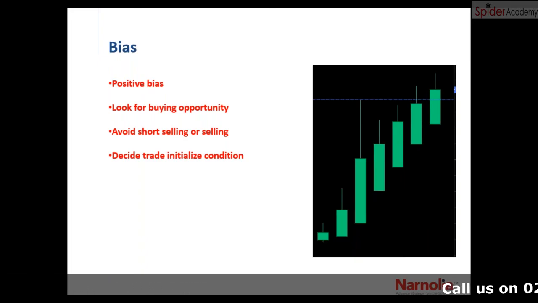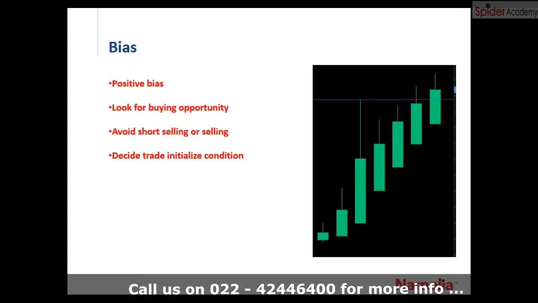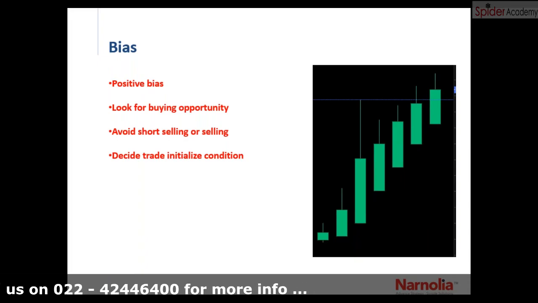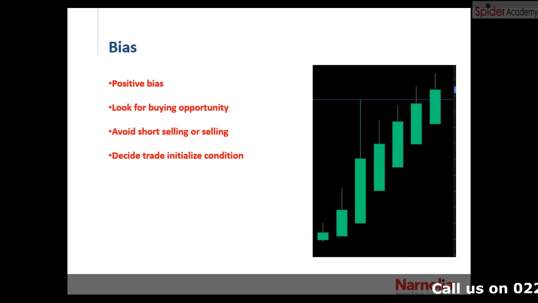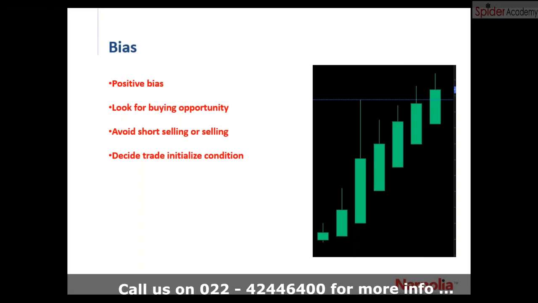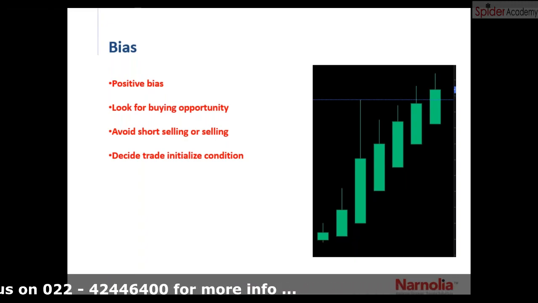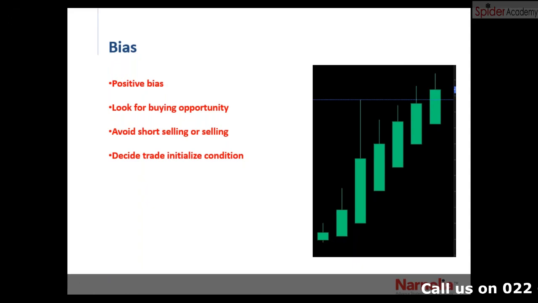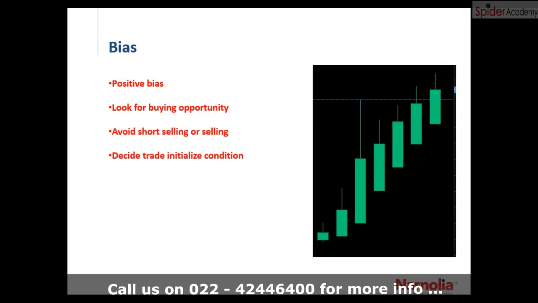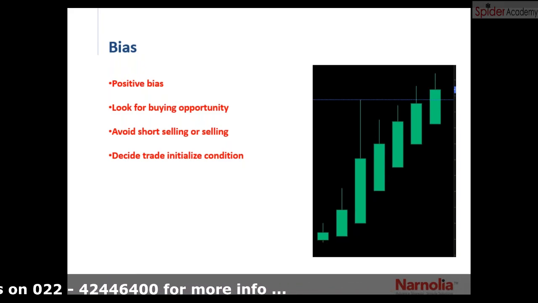Next, look for buying opportunity. Can I say the candle is positive, bias is positive? Then what should I do? Of course, I should look for buying opportunities. Next, then can I say the same thing? If I'm looking for buying opportunity, I should avoid short selling as well as exiting opportunities or selling opportunities. And the next one is I have to decide now, since candles are with me, trend is with me, can I decide a trade by taking my trade initialized conditions?